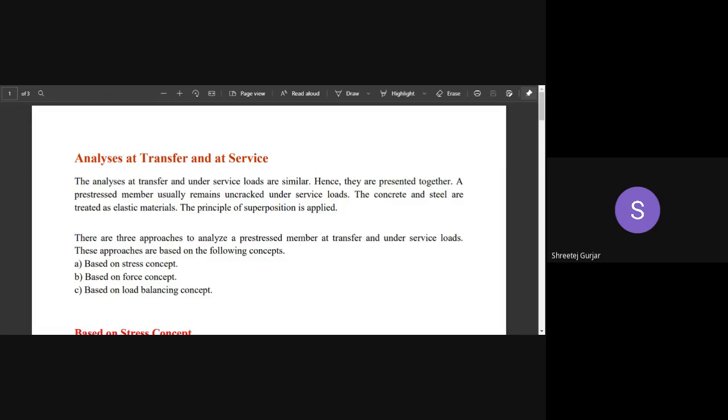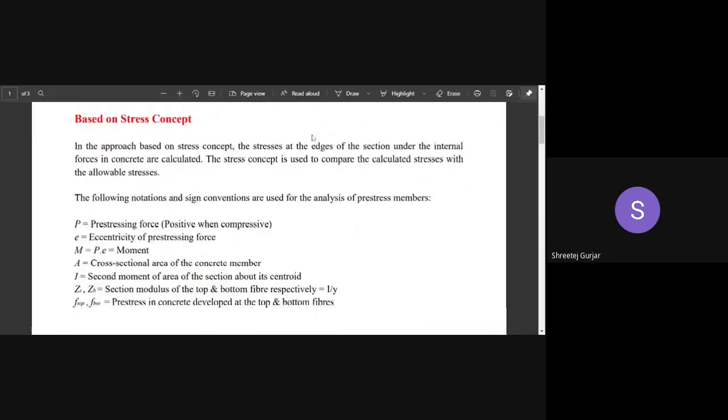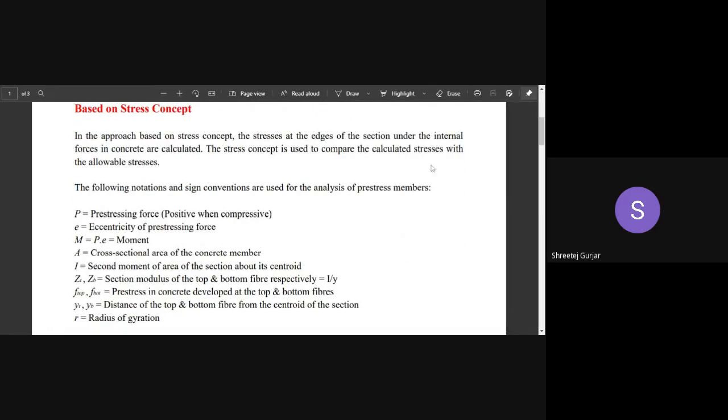So moving on to your first concept, that is your stress concept. Let us look into what is this stress concept. So, as the name suggests, we will be looking into the stresses which are developed in your section, right? Stresses which are developed in your cross section, and with those, we will be learning how to analyze and how to design. Okay, so in this approach, based on stress concept, the stresses at the edges of the section under internal forces in concrete are calculated.